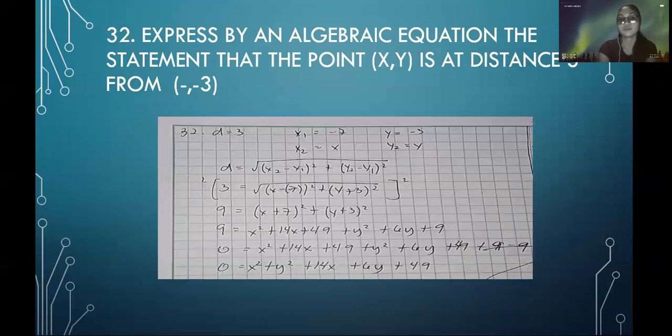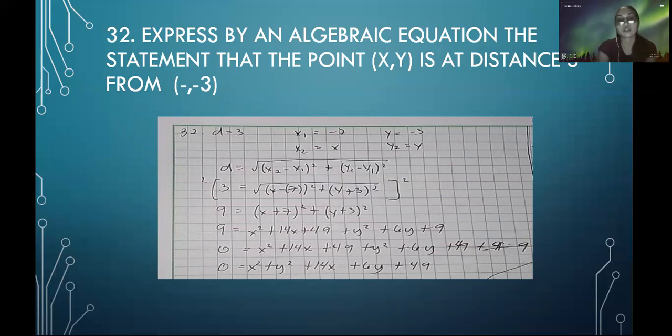So let's proceed to number 32. Express by an analytical equation the statement that the point (x, y) is at distance 3 from (-7, -3). So the value of d is equal to 3. x sub 1 is equal to -7, y sub 1 is -3, x sub 2 is x, y sub 2 is y.